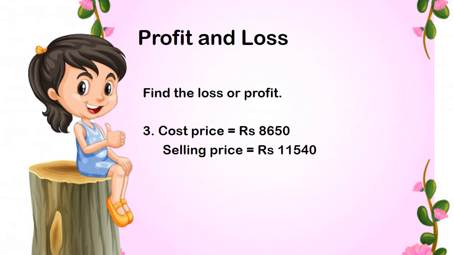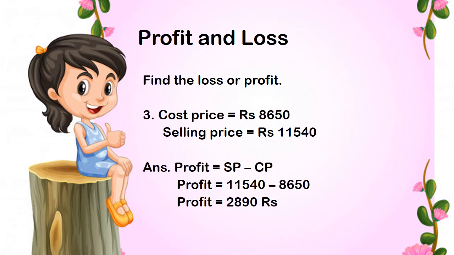Find the loss or profit. Cost price is equal to 8,650 rupees. Selling price is equal to 11,540 rupees. Here the selling price is greater than cost price. So we have to find the profit. Profit is equal to selling price minus cost price. 11,540 minus 8,650 is equal to 2,890 rupees, which is the profit.